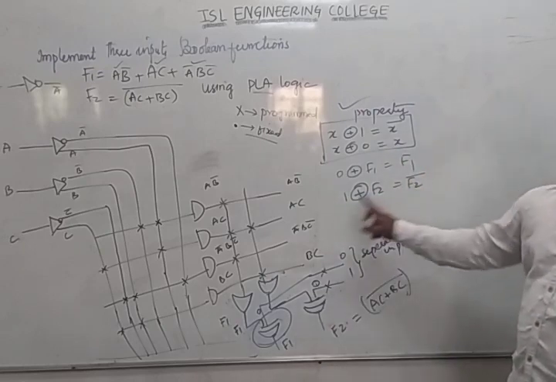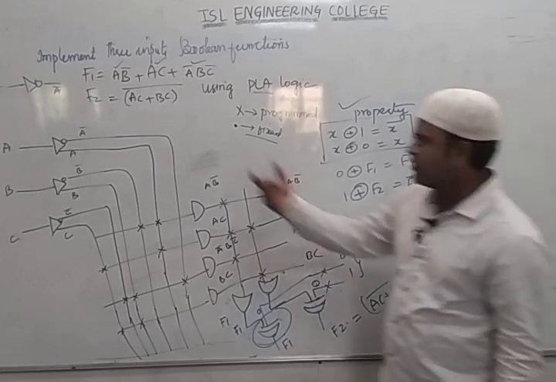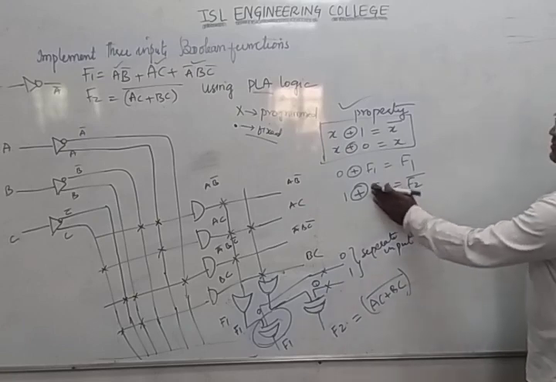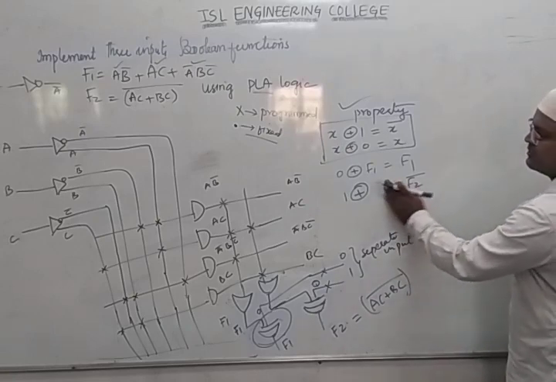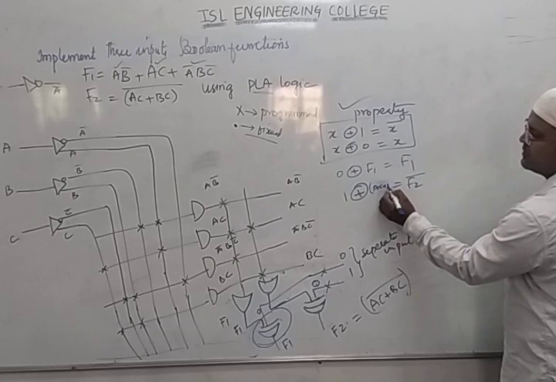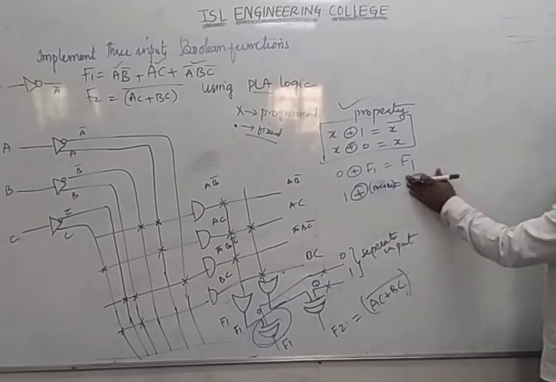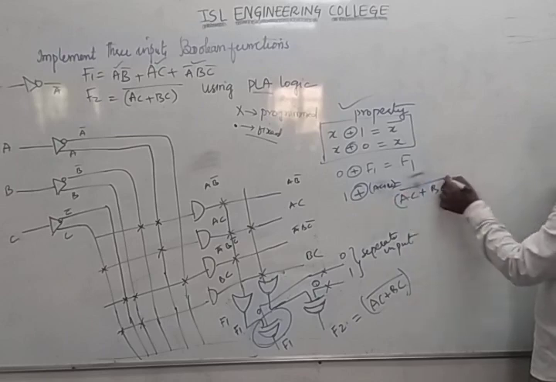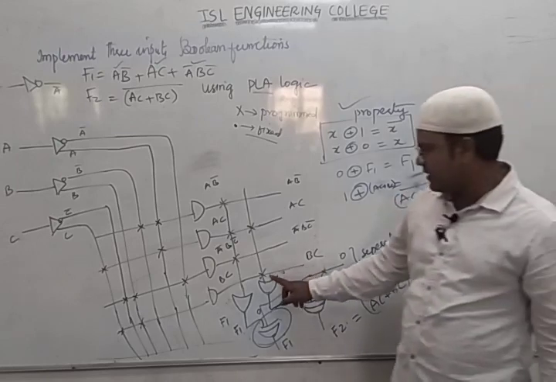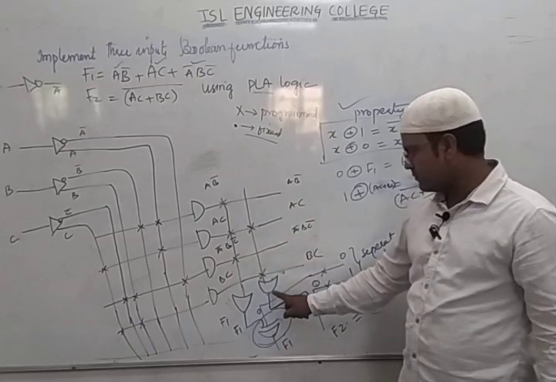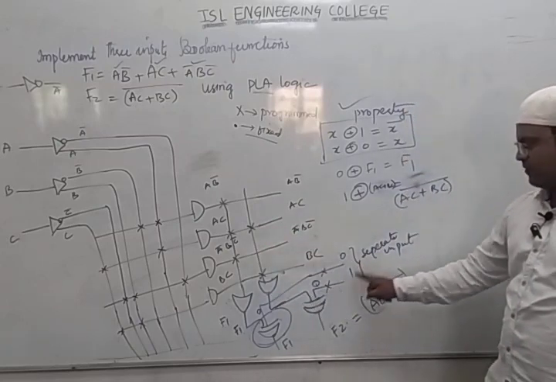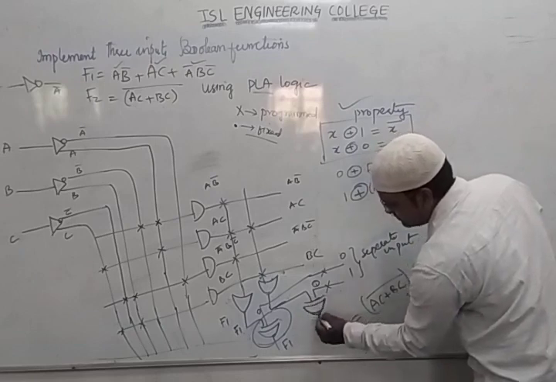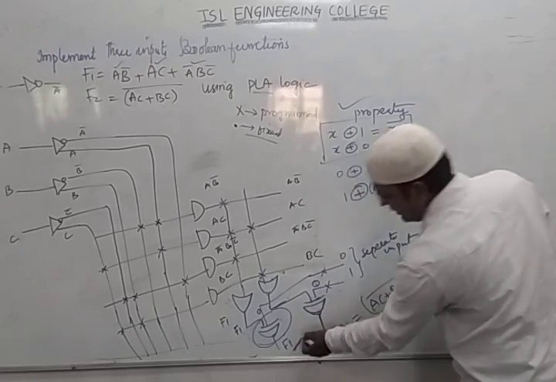F2 exclusive OR 1 is F2 bar, because we have to get the bar of the function, whatever the values. Instead of F2, our expression is AC plus BC, so for this function I can write AC plus BC whole complement. Because of that, AC plus BC exclusive OR with 1. So this is your exclusive OR gate. That's how we got F1 and F2.